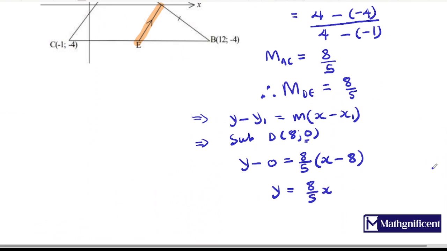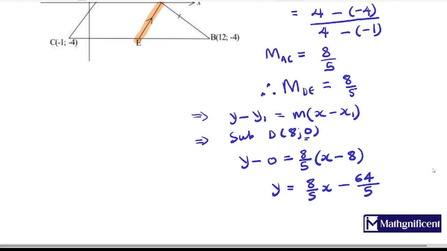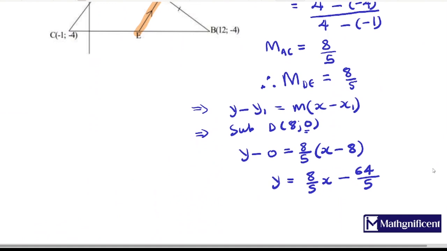8/5x. Then 8/5 multiplied by -8, we are going to get, you know that 8 times 8 here. What's 8 times 8? It's 64. So 64 over 5. So this is what we have for this particular equation here, guys. So now we are going to move on to our next question.